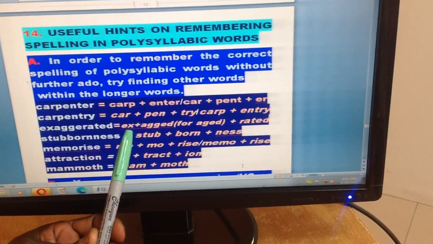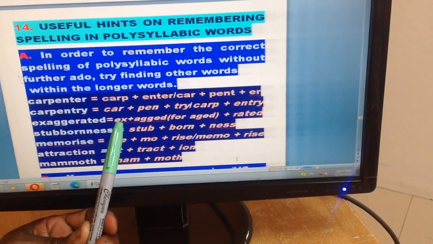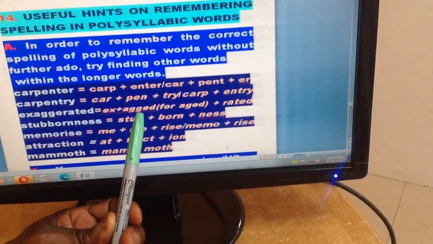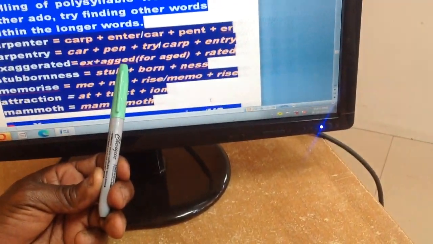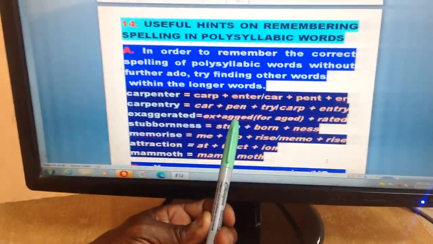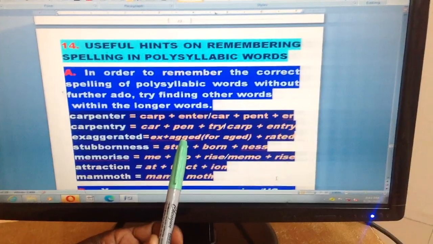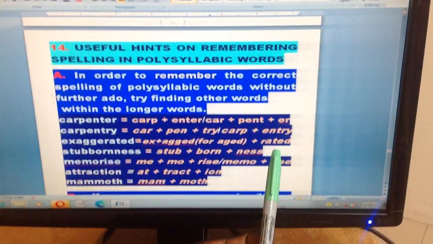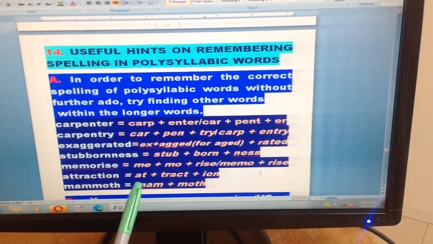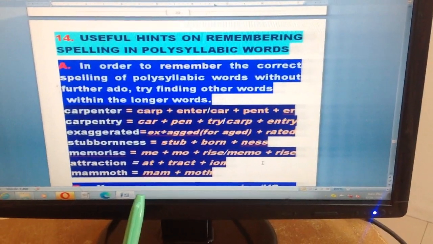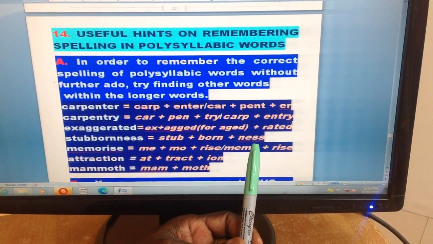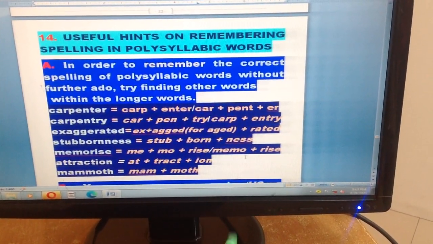Exaggerate. You can find ex, my ex-wife, my ex-husband, my ex-teacher, and so on, and aged, the wrong spelling of aged. We learn also from mistakes. How else can we learn if we don't make mistakes? So this is the wrong spelling of aged, double G instead of one G, and then rated. That way you can easily remember a word. Stubbornness, quite a long word. We have the stub, then we have the born, then we have the ness. Born without an E, by the way.